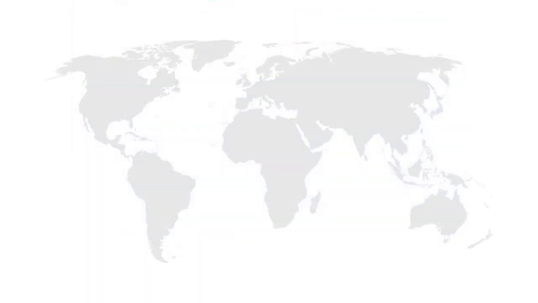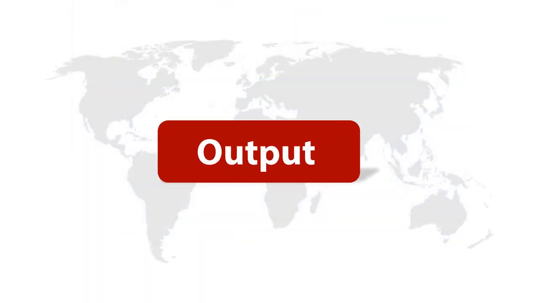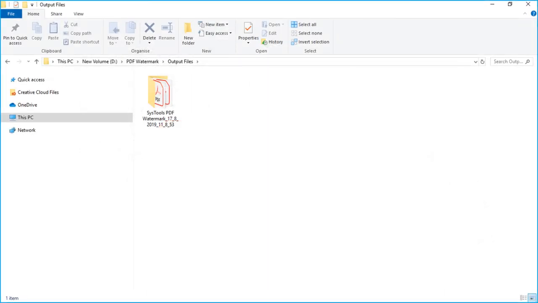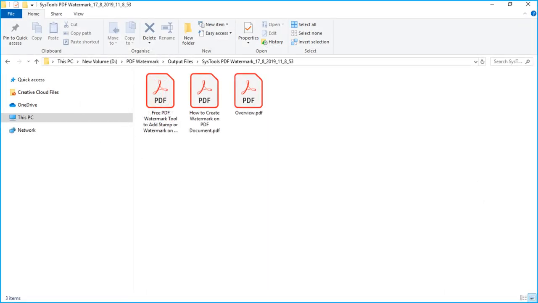Now let's check out the output files. Open the destination folder in which you have saved the files, and here you can see the watermarked output PDF files.